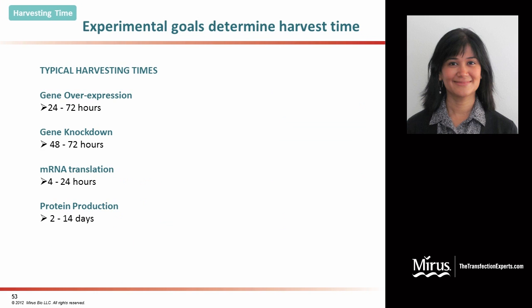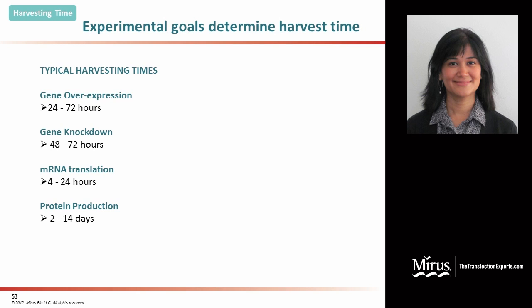The last parameter in the transfection workflow that can be optimized is the harvesting time for your experiment. The harvesting times for different experiments are determined by the experimental goals themselves. For example, typical harvesting times for gene overexpression studies can range from anywhere between 24 to 72 hours depending upon the protein that is to be expressed. For gene knockdown, it is usually recommended to wait slightly longer, from 48 to 72 hours, to make sure that any residual protein expression that could contribute to misinterpretation of knockdown results is completely taken care of.